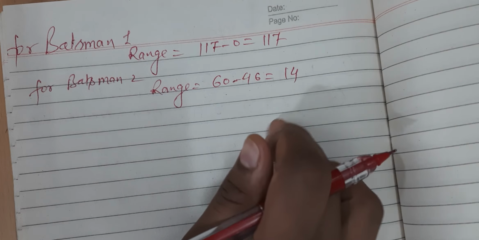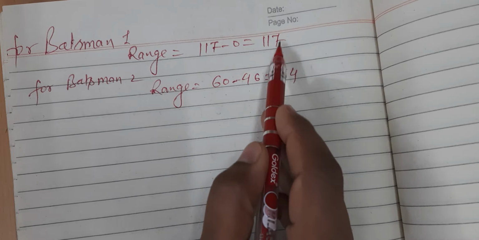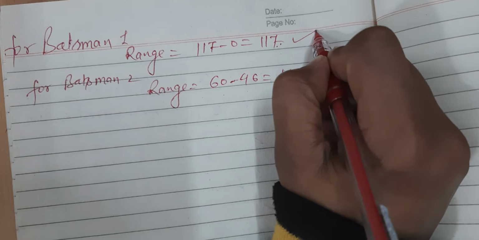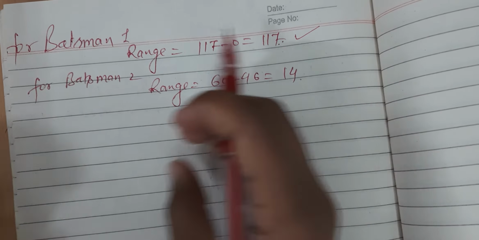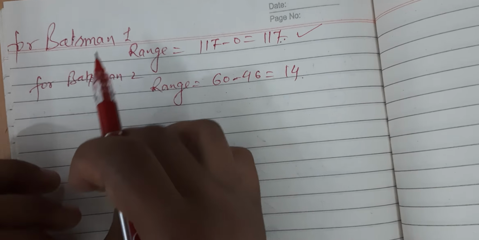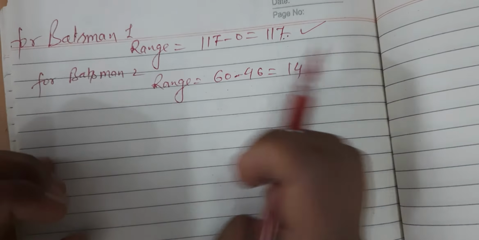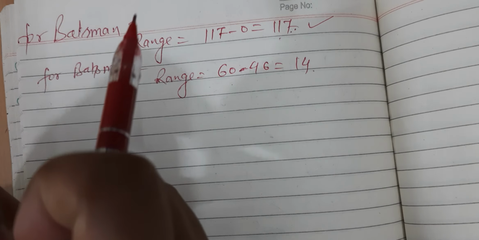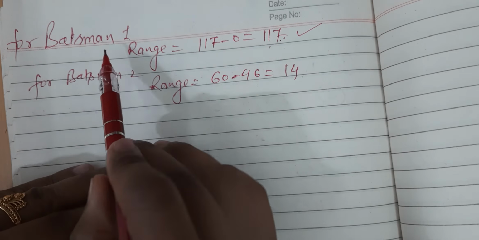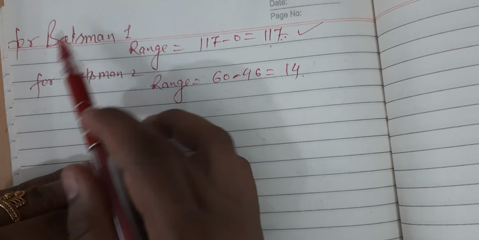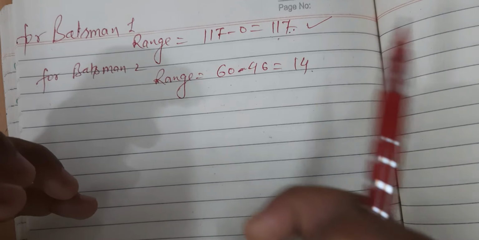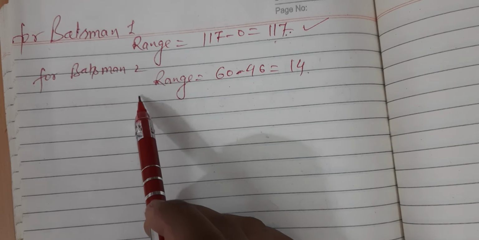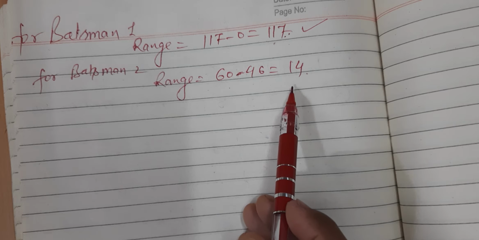So clearly the range of scores of batsman 1 is more than batsman 2. Therefore the scores of batsman 1 are more scattered, or dispersed. If you see it on a number line, all the runs scored by batsman 1 are not very close to the central value. They are dispersed, while for batsman 2 they are closer.